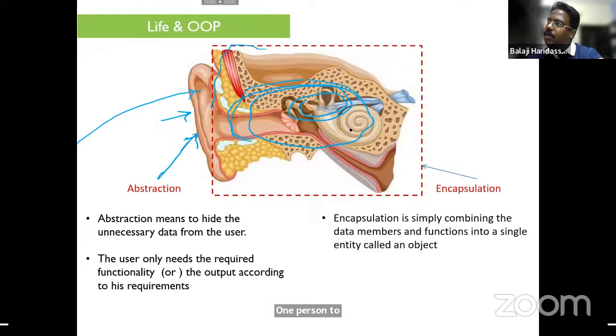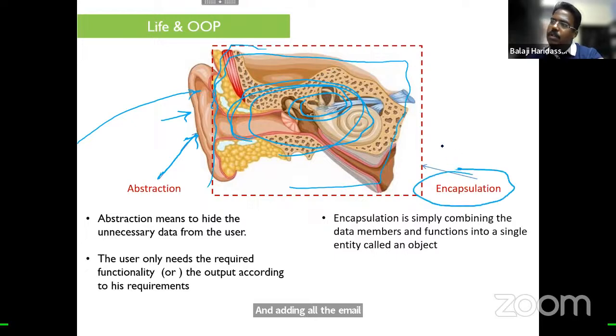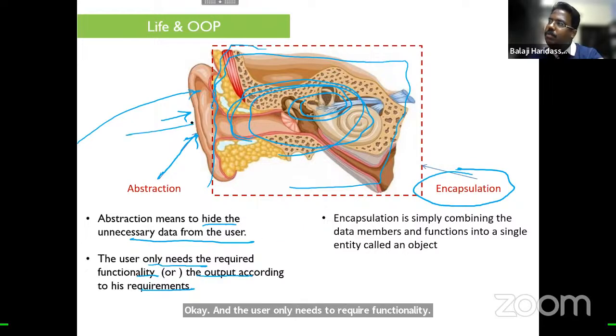The abstraction of the complex thing is abstraction, and hiding all the inner workings is called encapsulation. Very simple. Abstraction means hiding the unnecessary data from the user. The user only needs the required functionality, the output according to the requirements. So you simply abstract for the user. They don't need to worry about it, and you hide all the inner workings inside the class.